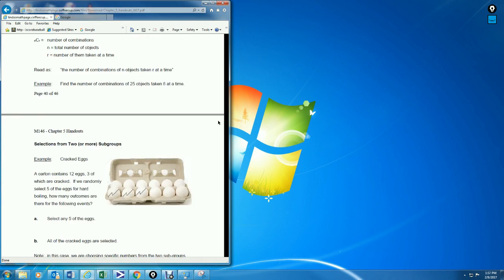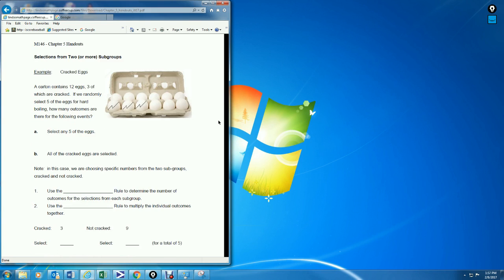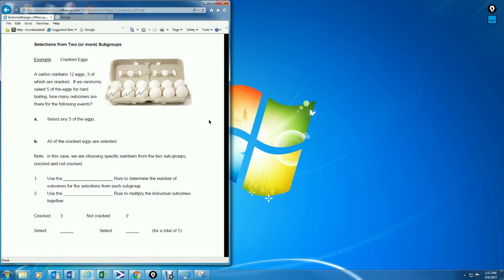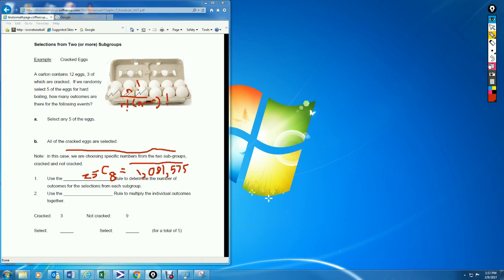All right, so another special case is when we are selecting from two or more subgroups. In this case, I'm using an example where I've got a dozen eggs. 3 of them are cracked. So the problem is we are randomly going to select 5 of them, and we're going to hard boil them. And then the question is, how many outcomes are there for the following events? All right, problem A. Select any 5 of the eggs.